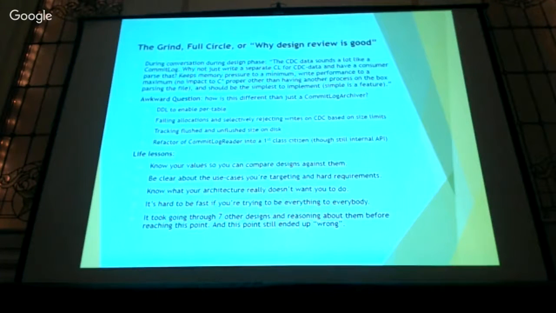So, life lessons from this: know what your values are, and know what everybody's values are in the process of the conversation, so you can try to hit a target that's as close to the collective value system as possible. Be clear about the use cases and hard requirements, and know what your architecture doesn't want you to do. And it's hard to remain fast the more stuff you put into the primary critical path. The last life lesson is that it took a hell of a lot of design revisions to get to something where we all collectively agree this is great, and it took until a week from release to say, wait a minute, there's still a problem, which we'll get to.